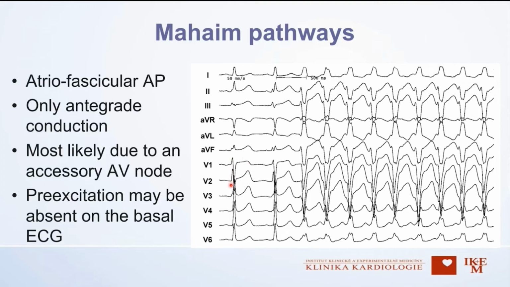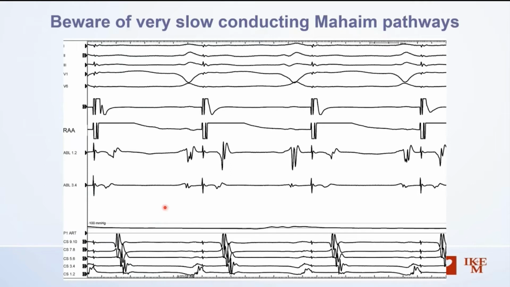So those people with Mannheim are sometimes sent for coronary angiography because of suspected ischemic disease, and it's not a problem of a scar, it's a problem of the change in the activation sequence. So an abnormality in only V1 and V2. Some of the Mannheim pathways can be very slowly conducting.